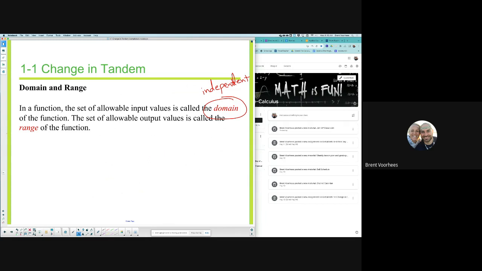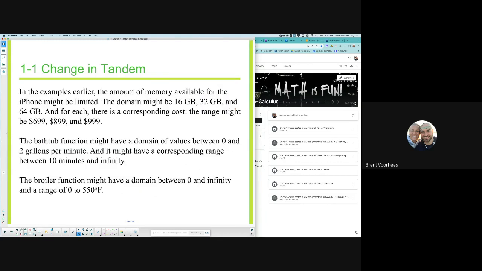Okay, so that means range is the dependent variable, and it's oftentimes referred to as a Y. Not always, but oftentimes a Y. Okay, so now we're looking at change in tandem. What that just means is as one value changes, the other, the dependent, will change based off the independent. So two things will be happening. It won't just be a change of X without a Y changing.